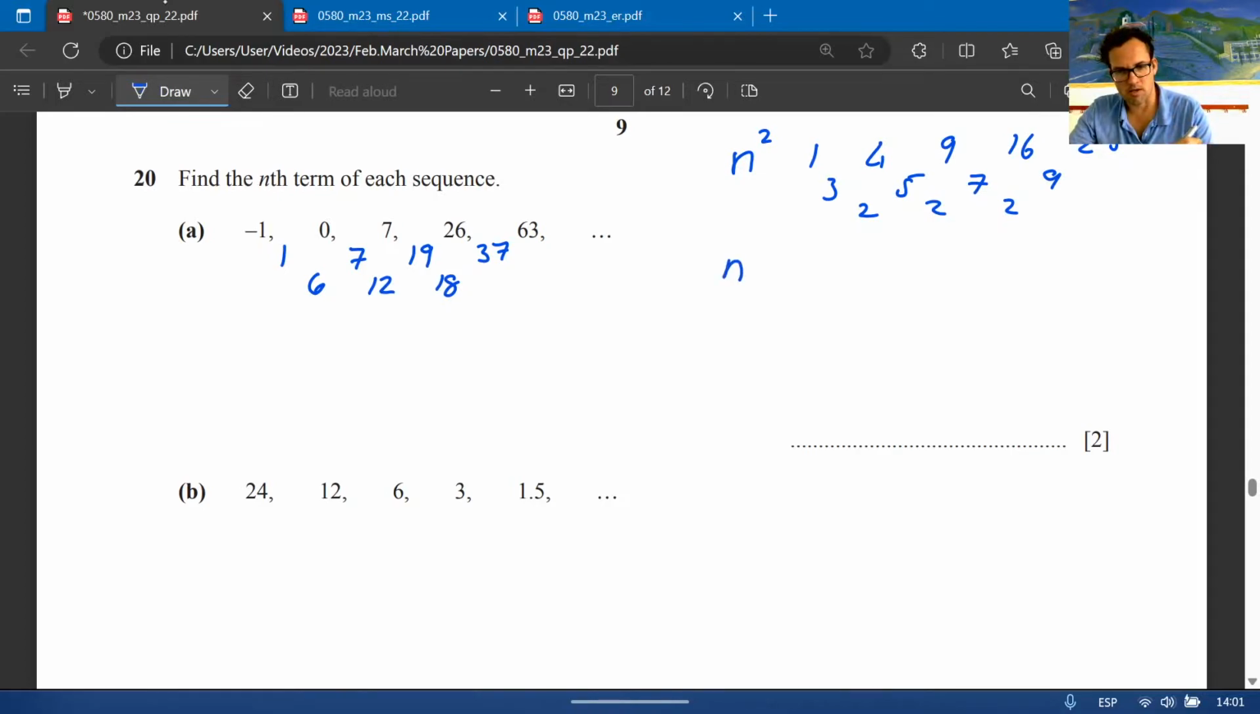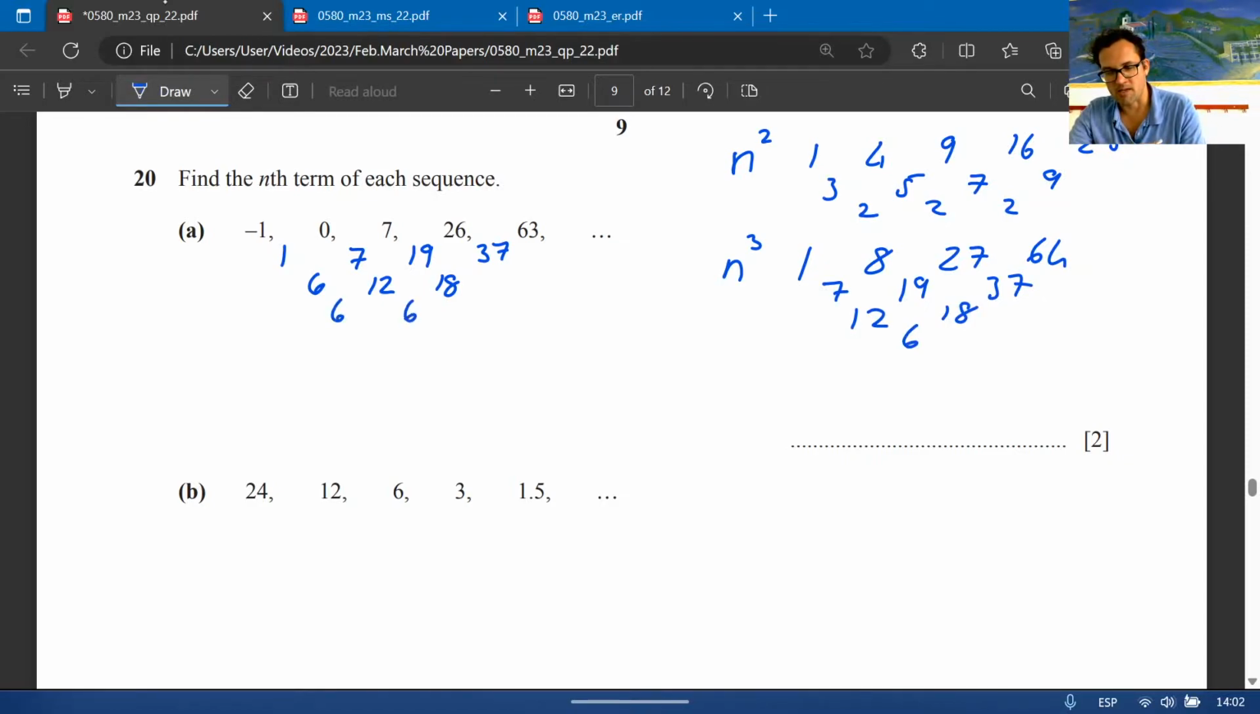So let's try the next one down the line. N cubed, which is the cube numbers. 1 times 1 times 1, of course. 2 times 2 times 2 is 8. 3 times 3 times 3 is 27. 4 times 4 times 4 is 64. So this time we add 7, then we add 19. Something looks familiar. Then that will be 12, then 18, and then 6. You see, we've got a third difference there, which we definitely have here. So that means the third difference is 6. We've got a cubic sequence at our hands here.